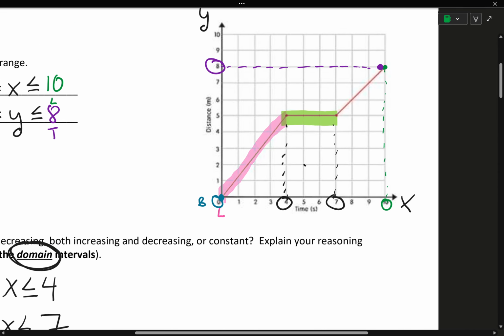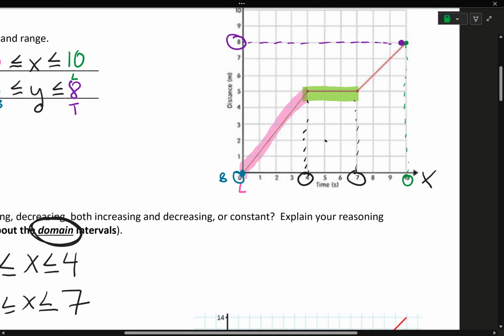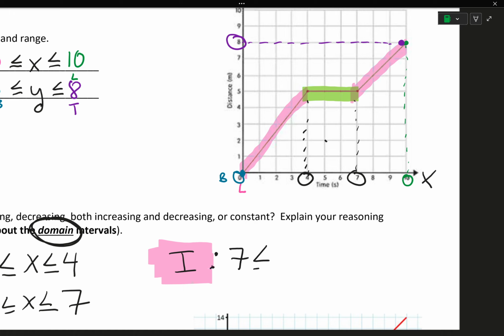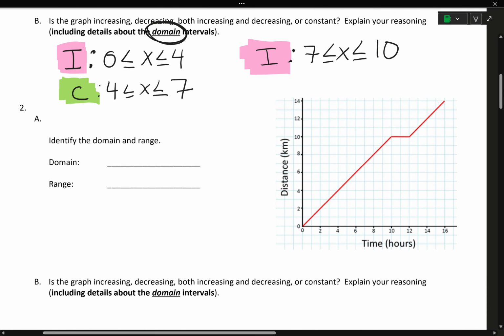Let's take a look at this last part. What's happening there? Are we increasing, decreasing, or constant? It looks like we're increasing one more time. Let's put it down here. I for increasing. We start increasing from 7, and we go all the way to the end of that line, which ends at 10.